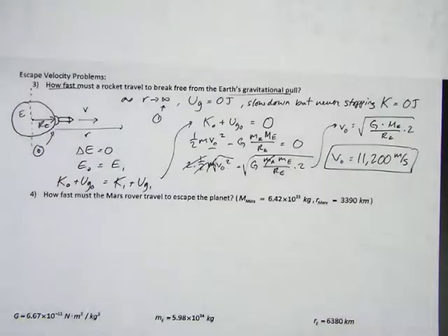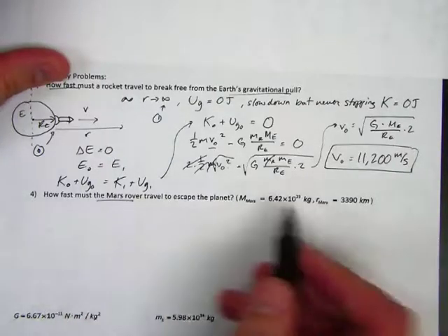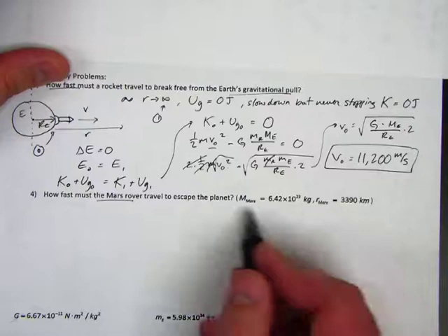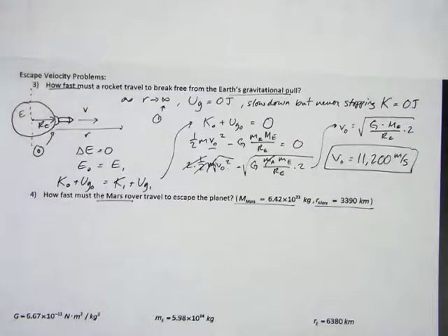All right, I want you to pause the video now and try to solve number 4, the escape velocity for the Mars rover, given the mass of Mars and the radius of Mars. See if you can solve it, and then I'll set this one up and show it to you in a second.